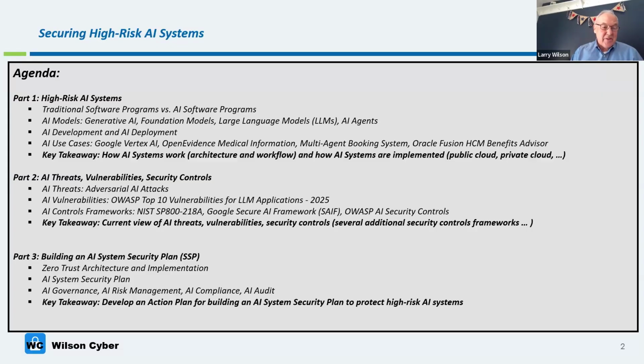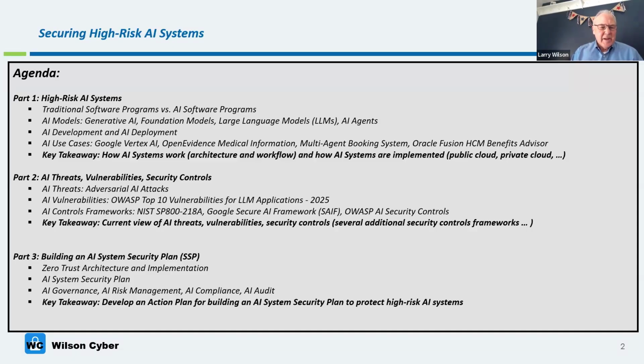And a key takeaway is the current view of threats, vulnerabilities, security controls, but, as I mentioned, there are several other control frameworks currently under development and recently being deployed, including the NIST Cybersecurity Framework for AI, which was just published in December of 2025. And the Cloud Security Alliance AI Controls Matrix, which I include in my full day class.